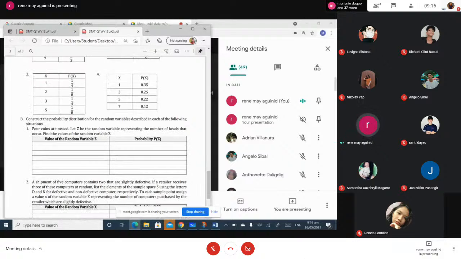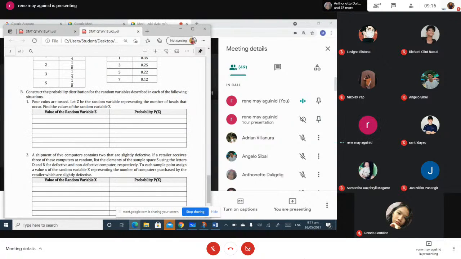And in letter B, you are going to construct the probability distribution for the random variable described in each of the situations. In situation 1, you are going to toss 4 coins. Our z here is the random variable representing the number of heads that occur when you toss 4 coins. So find the values of the random variable z. You can use the tree diagram. How many faces does a coin have? Only two, a head and a tail.